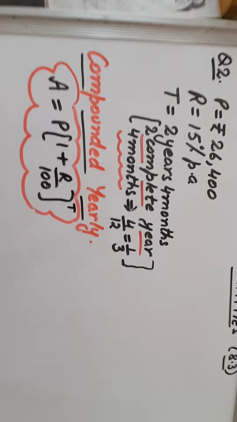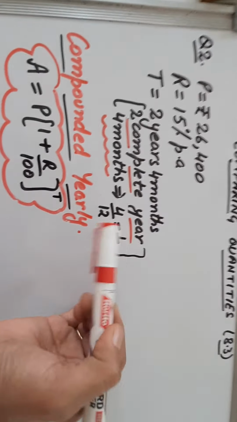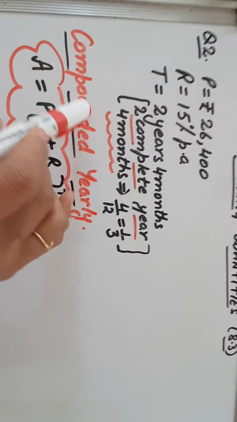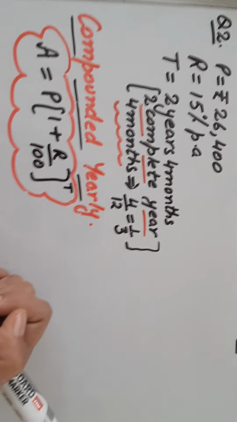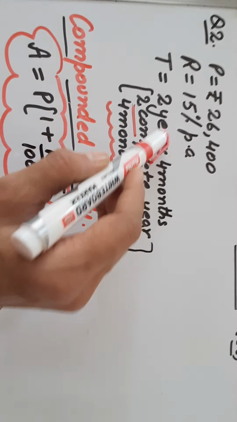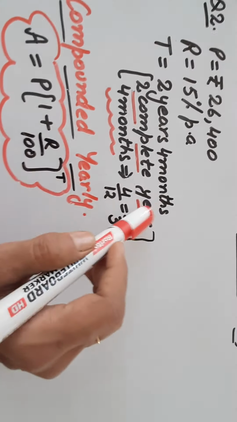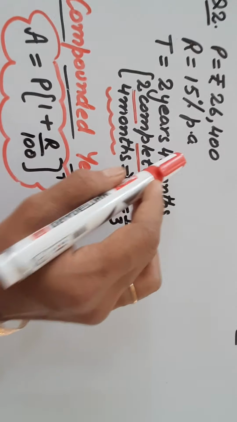So whatever is given to us, first of all we will write down all the things, principal, then rate. Now the focus point is the time. As it is given compounded yearly, we need to find out compounded annually. For that the time is 2 years 4 months. 2 years is okay because 2 complete years. So 2 years के लिए okay. But what about 4 months?